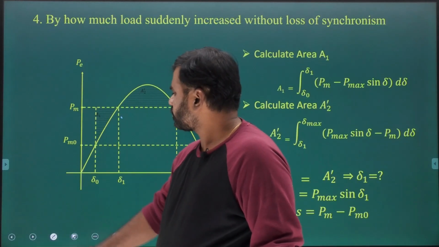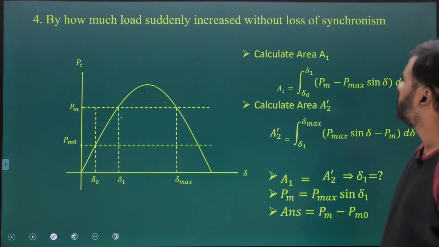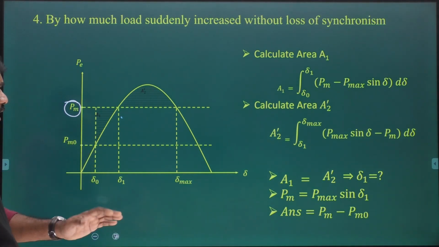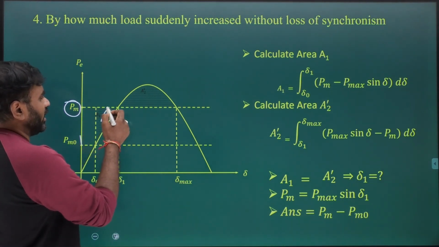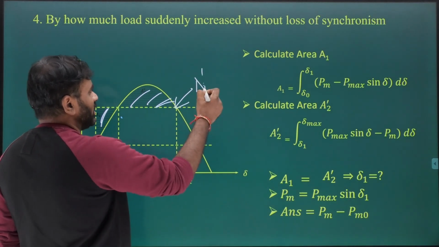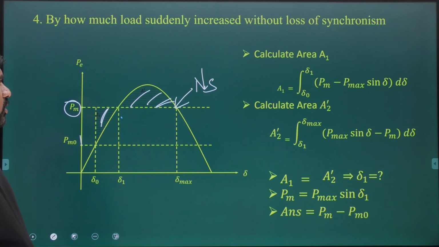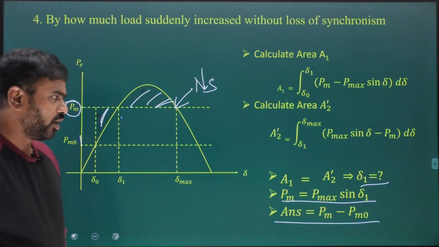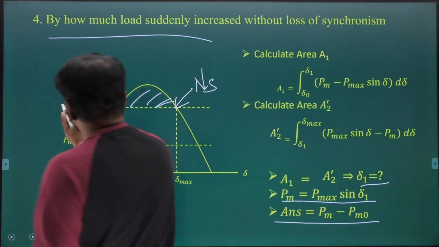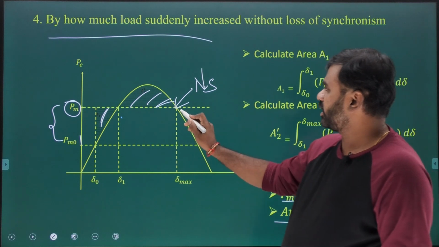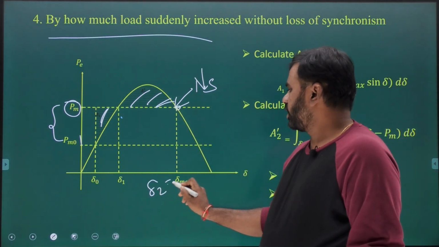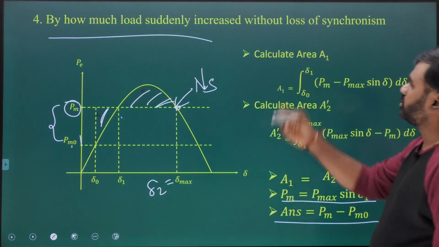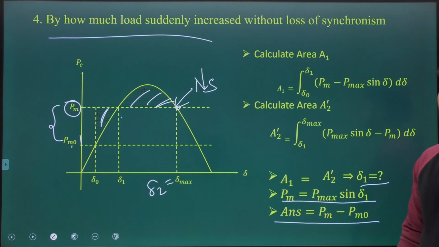And then, by how much can the load be suddenly increased without loss of synchronism? To calculate that, if the load is PM naught initially, this much load can be suddenly increased without loss of synchronism. That means areas A1 and A2 dash become the same, and the rotor speed is recovered to synchronous speed exactly at delta max. That means delta 2 equals delta max. So again, equating A1 and A2 dash, calculate delta 1. Then you can also calculate PM, but the answer is PM minus PM naught, because the question asks by how much the load is suddenly increased. With this load increase, the rotor speed is recovered to synchronous speed exactly at delta max, delta 2 equals delta max, and the system is marginally stable. That is why this gap is the load suddenly increased without loss of synchronism.